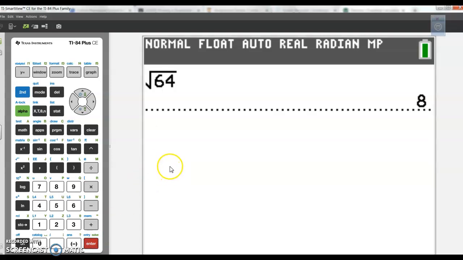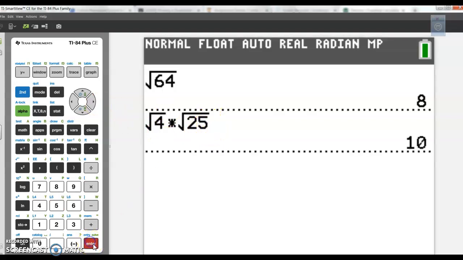Okay, if you want to multiply things together, like when we did 4 times 25, if you did the square root of 4, to stop the square root, you have to press the forward arrow, and then times the square root of 25. And then stop the square root by using the forward arrow. So that'll give you 10, because this is the square root of 100, which is 10. Okay, so you can see there.